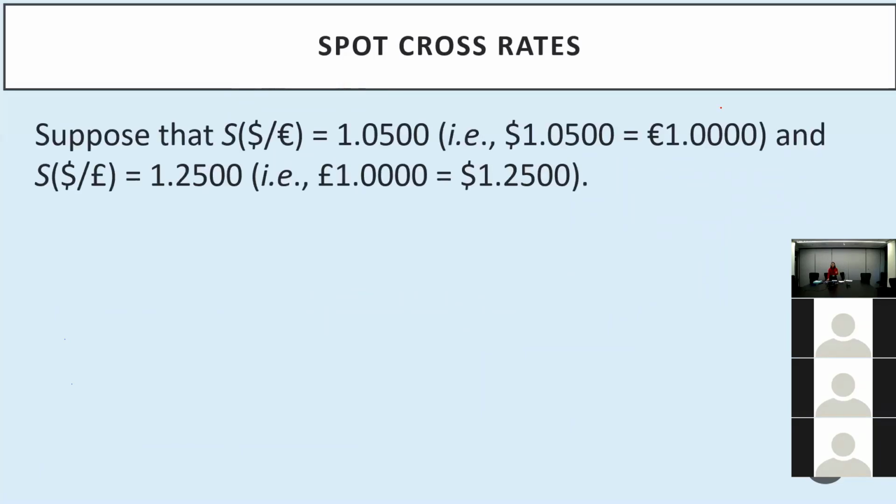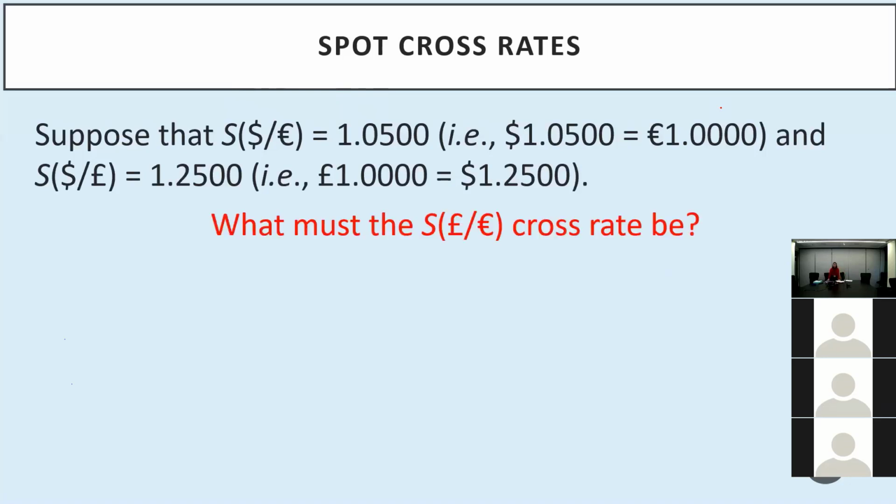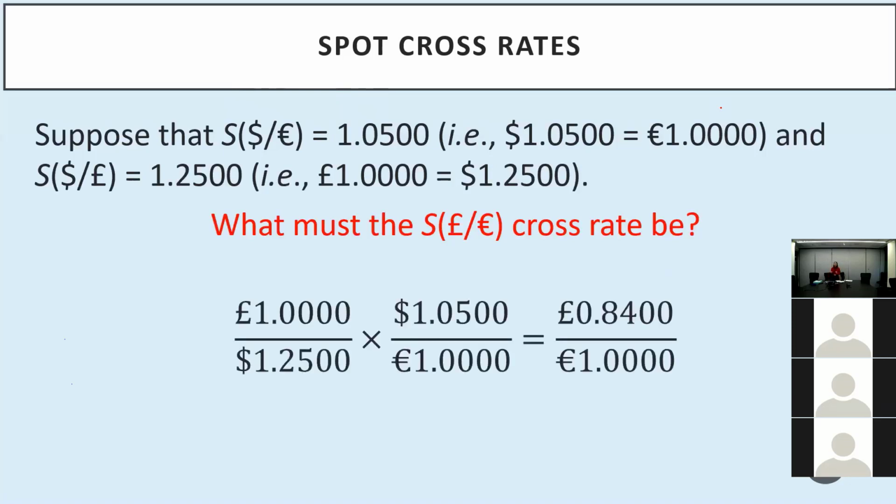But sometimes when we convert currencies, we might not have a direct exchange rate for these currencies, in which case we have to use a cross rate, yeah? So what is a cross rate? A cross rate is an indirect way that we can work out the value of two currencies.